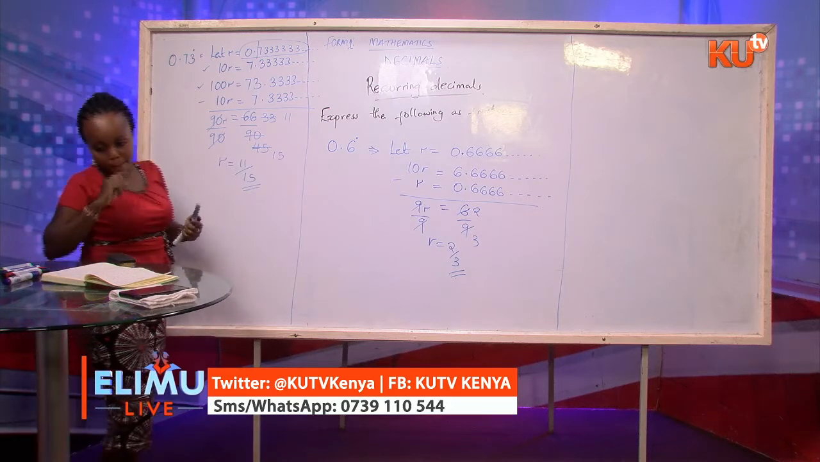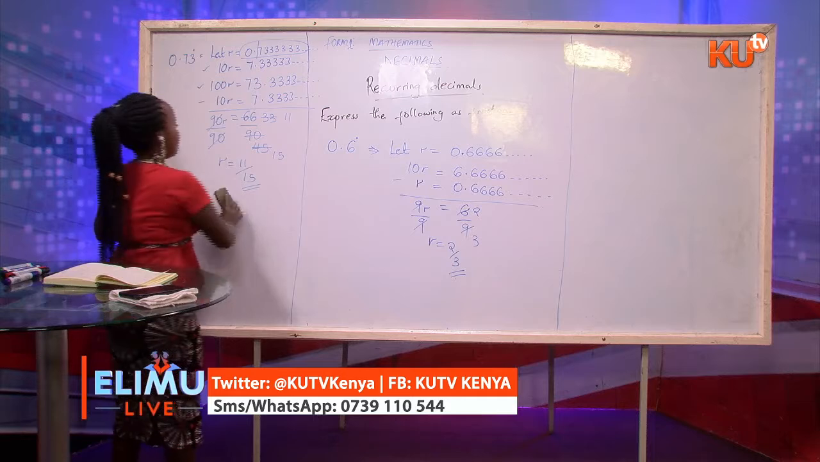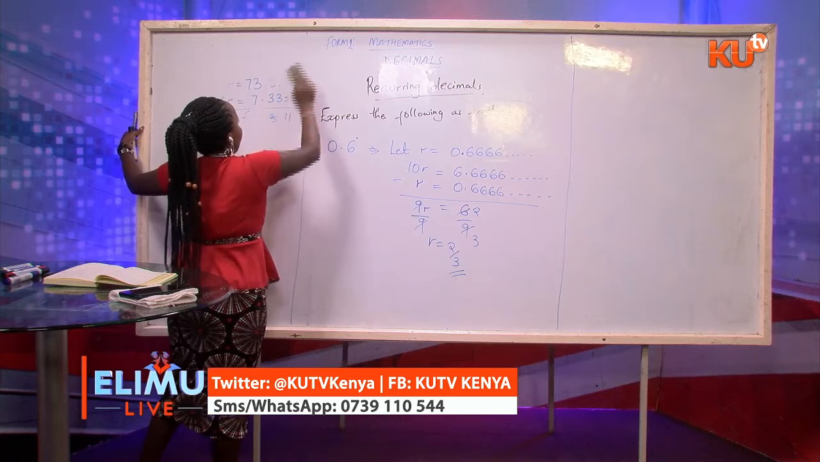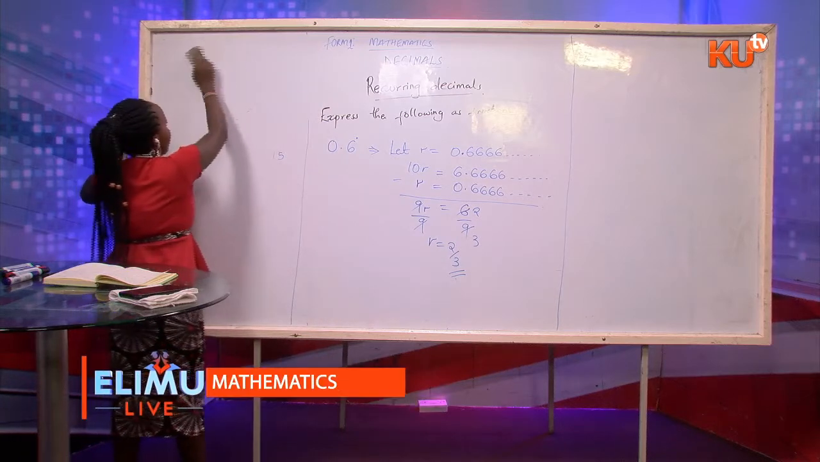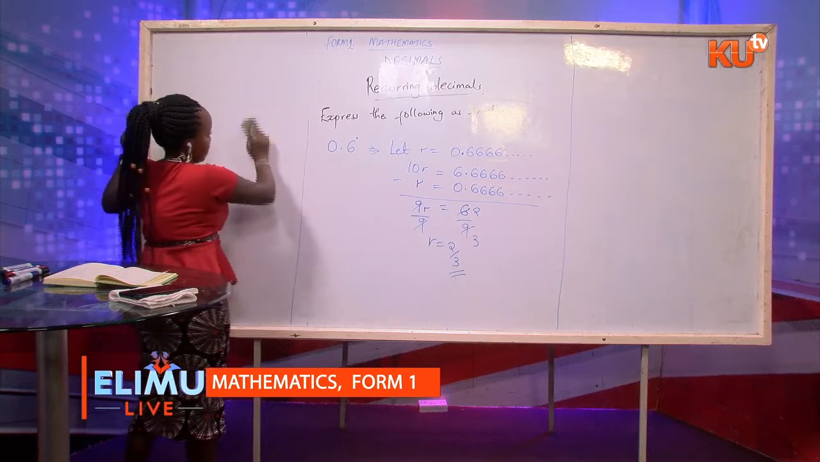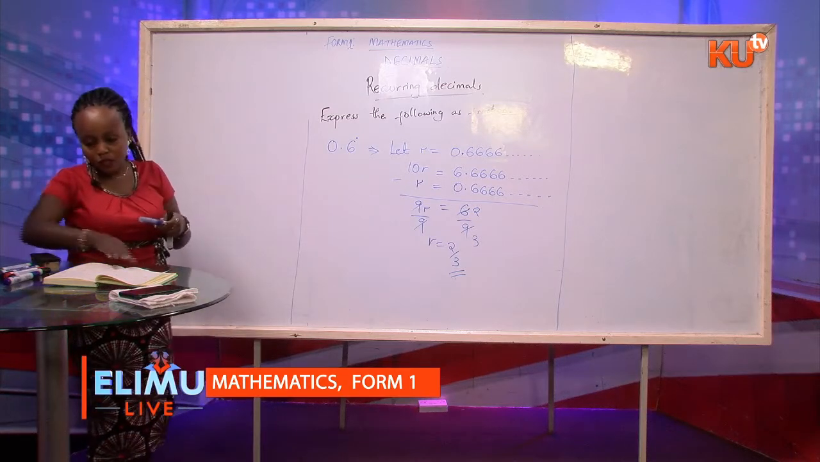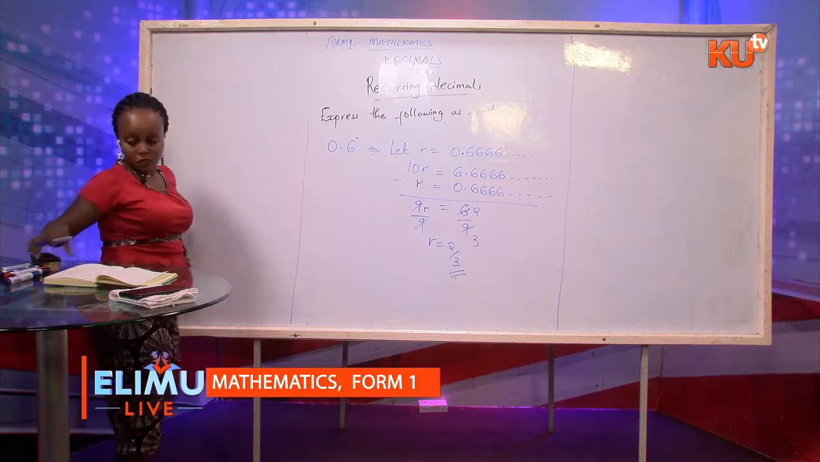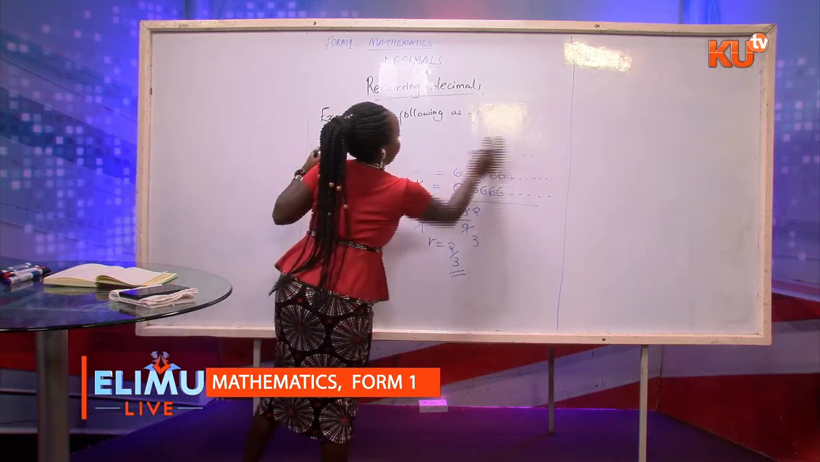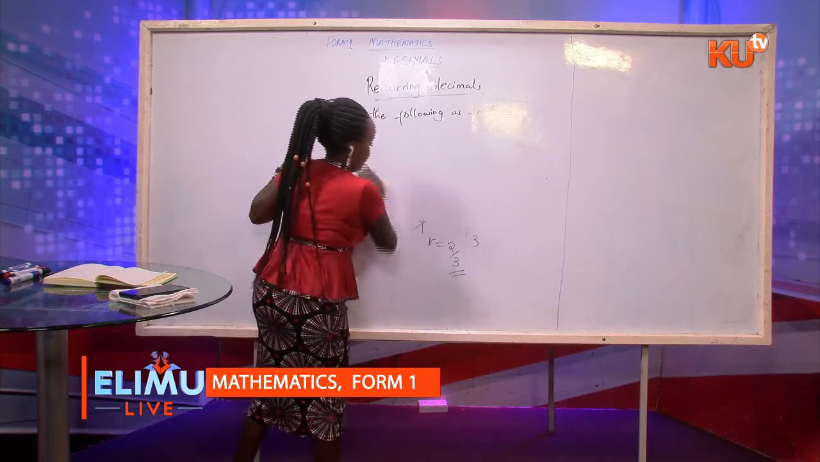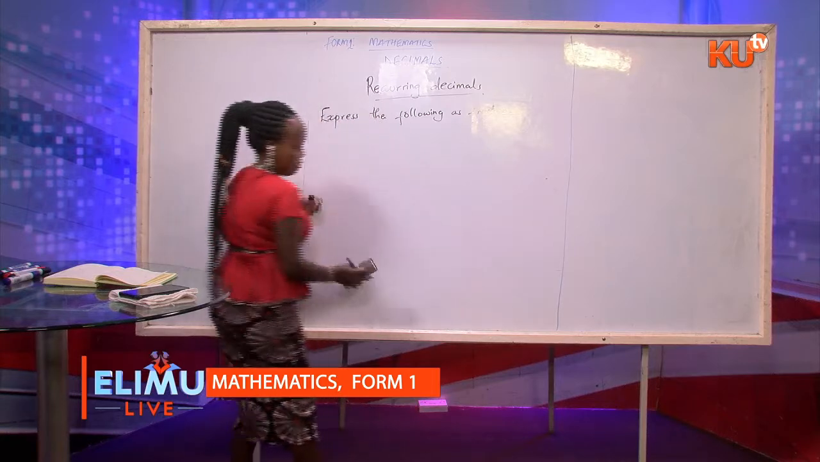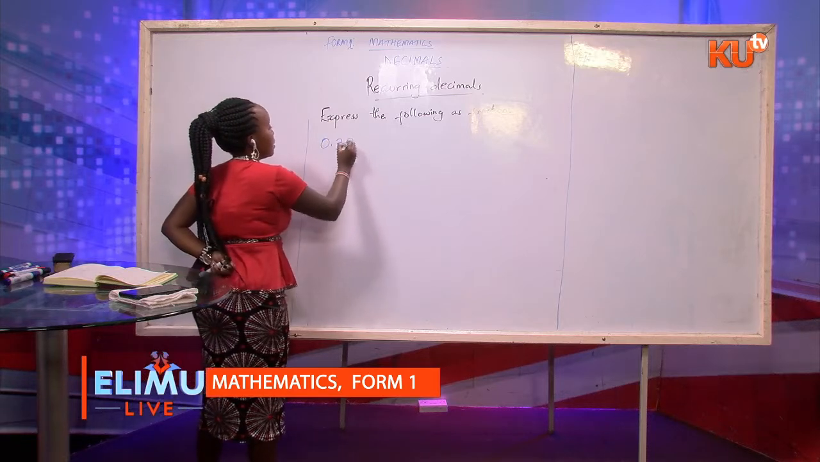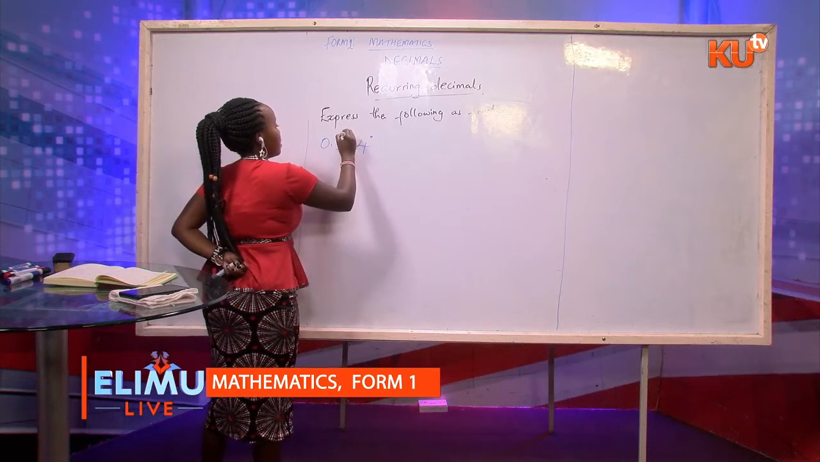So maybe you can look at another example. We're dealing with recurring decimals. I want us now to look at a recurring decimal whereby we have 3 digits that are repeating themselves. You see how that will come out. Let's take a digit like 0.324, and the recurring decimals are there.